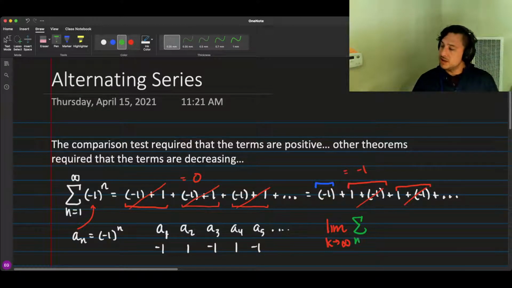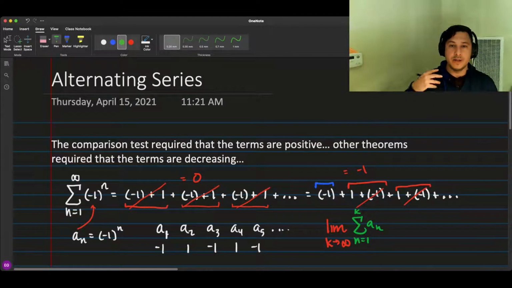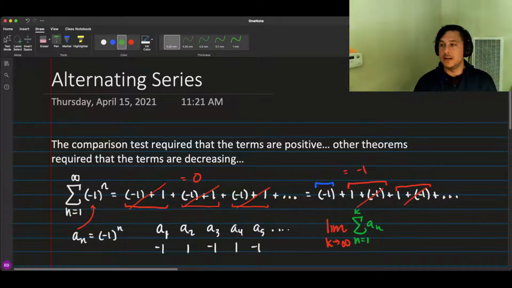So remember, you start with the first one, you add up to k, and then you let k go to infinity. Okay, and there actually ends up being a lot of weird stuff that happens if the terms are negative, basically. So that's what we're going to talk about today. And our first introduction to this, chapter 5, section 5, our first introduction to dealing with negative terms, is this thing called the alternating series.